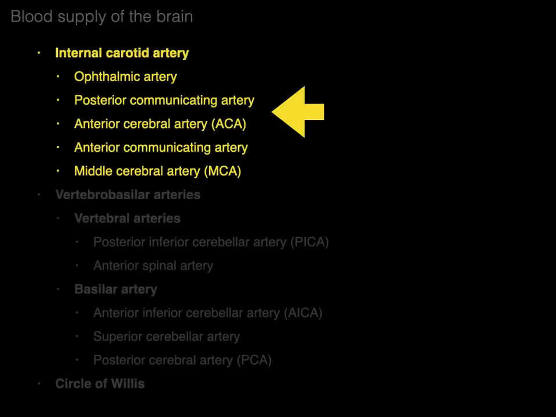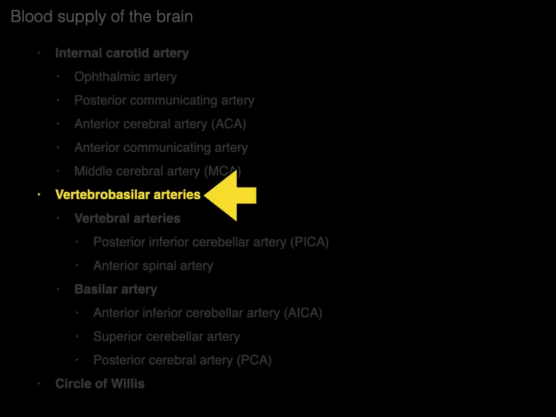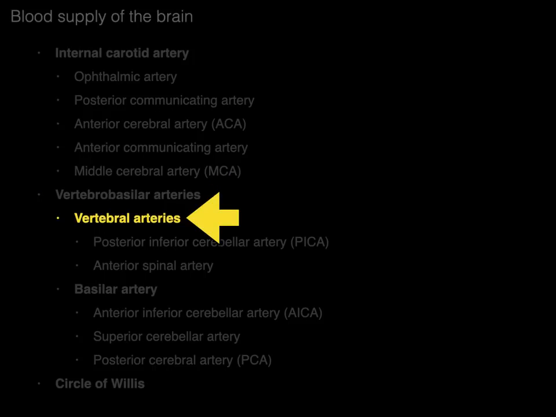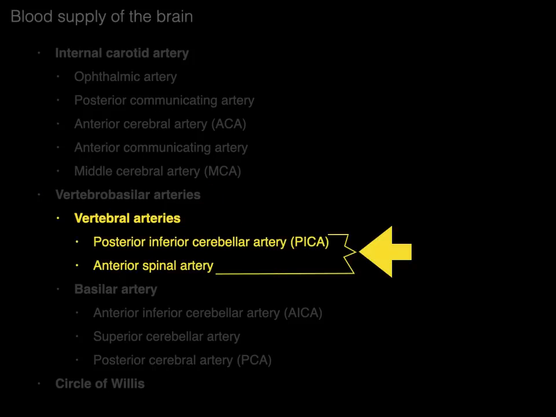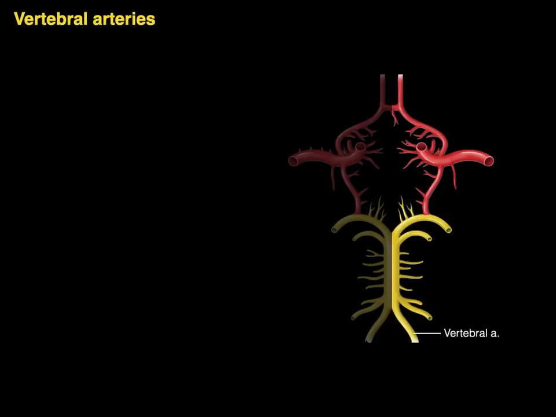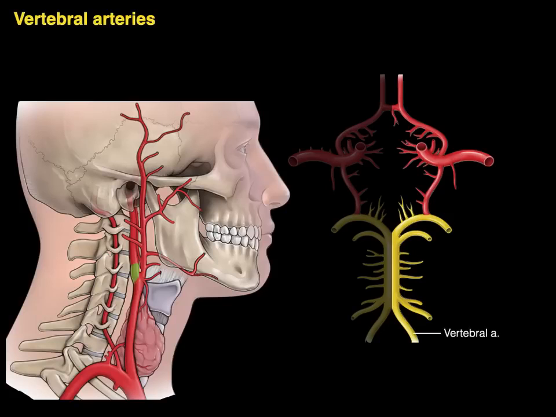Okay, so now let's focus on, there's our internal carotid artery. Now let's go to the vertebral basilar arteries. And they consist of the vertebral and the basilar arteries. So now let's take a look at the vertebral arteries and their branches. So the vertebral artery is located there. It's paired, one on either side, and it arises from the subclavian artery, and it ascends up the neck through the transverse foramina of the cervical vertebrae, through the foramen magnum and into the skull.